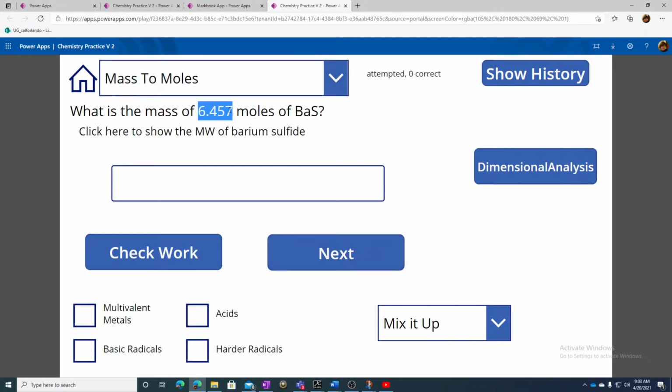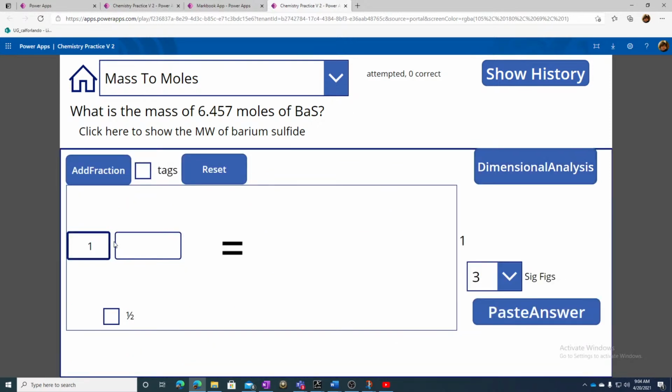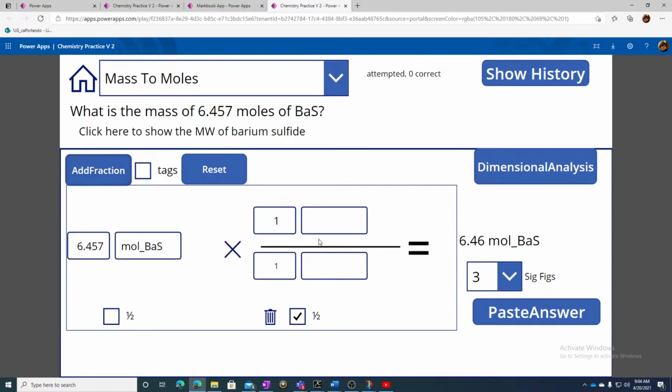What is the mass of 6.457 moles of barium sulfide? And I've built in a little dimensional analysis calculator for you. So here we could say, okay, well, I am given 6.457 moles, and it will track units for you. So if we look there, now it knows my answer is 6.457 moles of barium sulfide. And I can add a fraction here and say, okay, I don't want moles of barium sulfide. I want grams of barium sulfide.